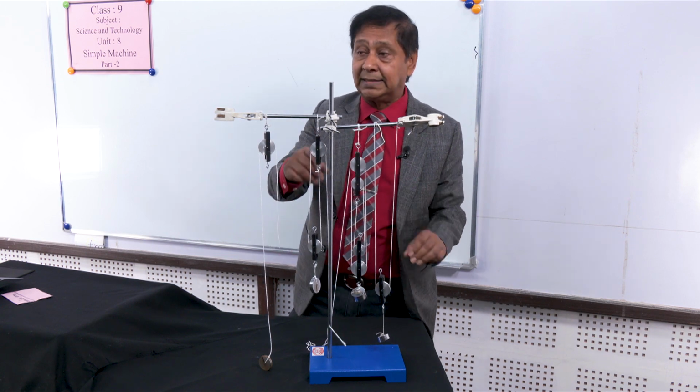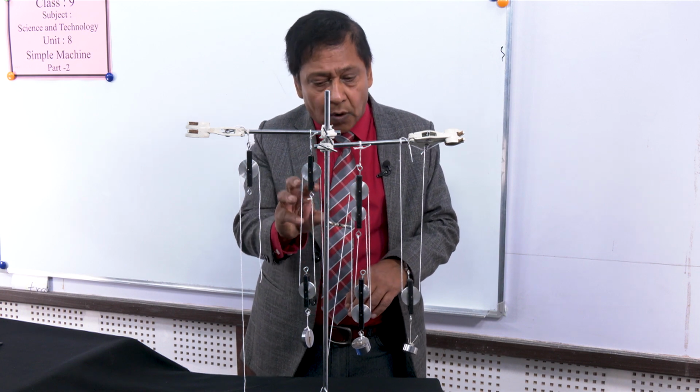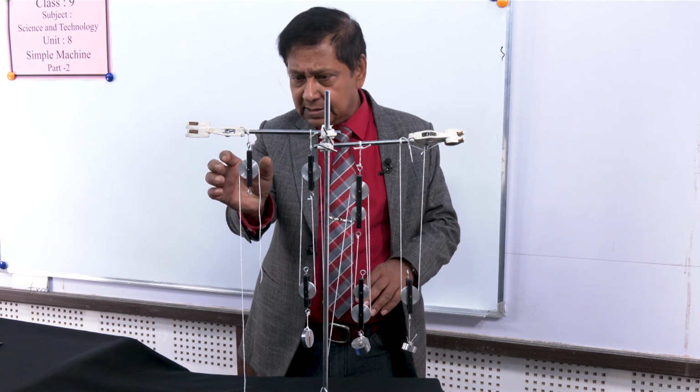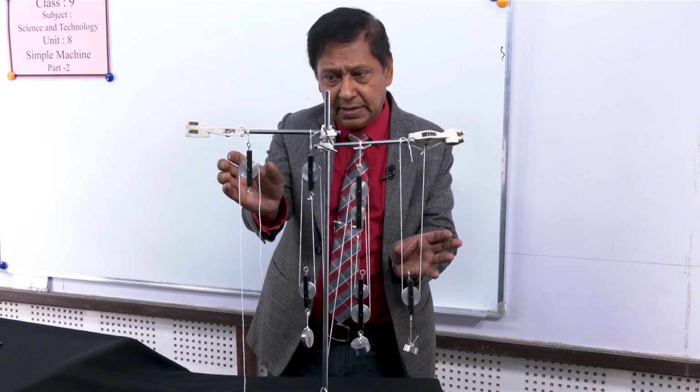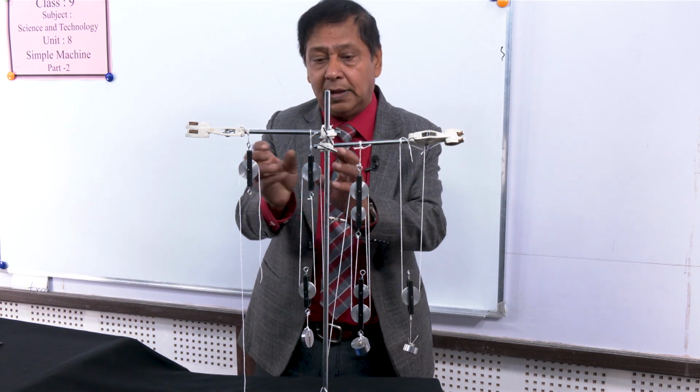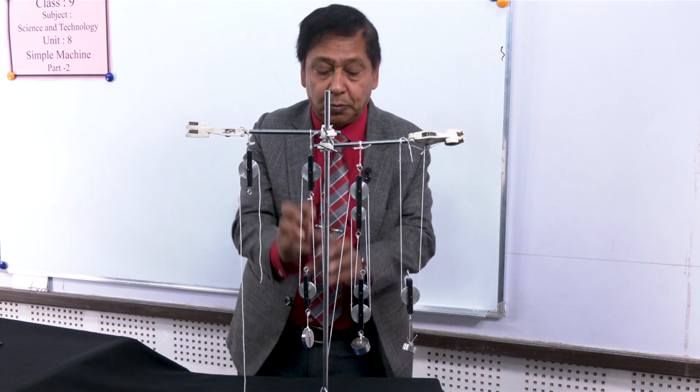Now another is combined pulley. I told you combined pulley. Actually it is called compound pulley. This is single fixed pulley and this is single movable pulley. When single fixed and single movable pulley are combined, then we will get this compound pulley which has two pulleys.